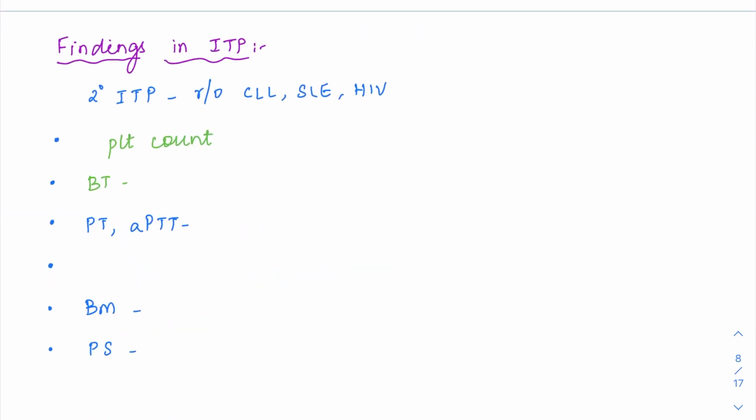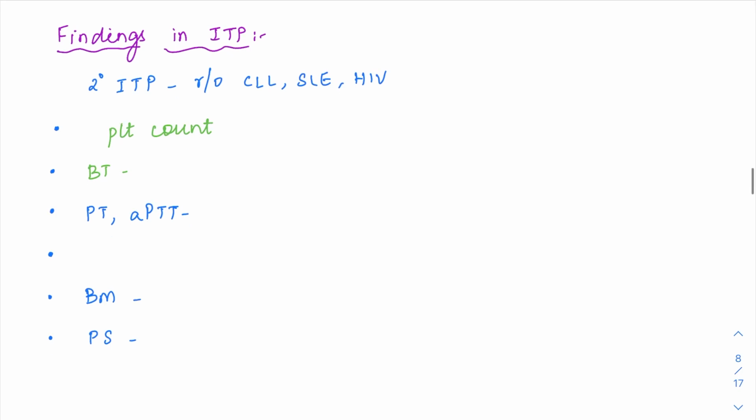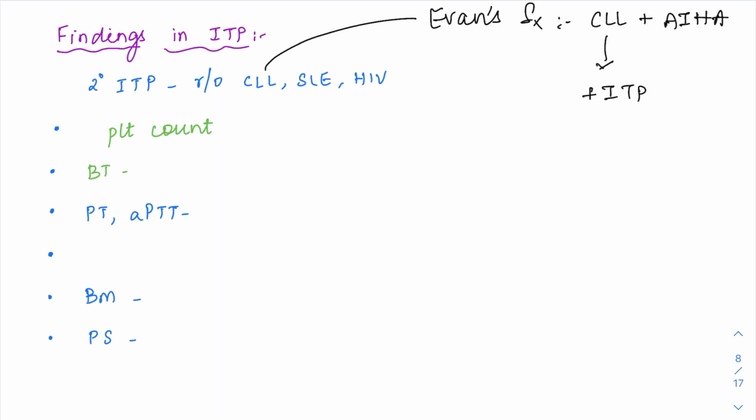So as I mentioned, secondary ITP is much more common. So usually any autoimmune disorders tend to have this ITP. Along with that, CLL. So chronic lymphocytic leukemia, if you remember, there is something called Evans syndrome. So Evans syndrome is CLL plus autoimmune hemolytic anemia. Apart from that, CLL can also have autoimmune thrombocytopenic purpura. So the autoimmune conditions are going to be more related with CLL. So with AIHA, it is called Evans syndrome, and it can also occur in correlation with the ITP. So that is a secondary ITP.